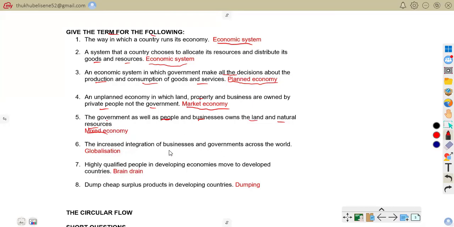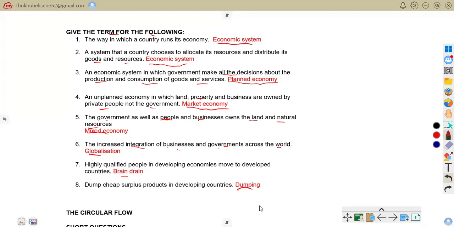The increased integration of business and government across the world, that is globalization. Highly qualified people moving from developing economies to developed countries, that is brain drain. Dumping cheap surplus products in developing countries, that is dumping. So these are the one word terms that we were expected to answer.